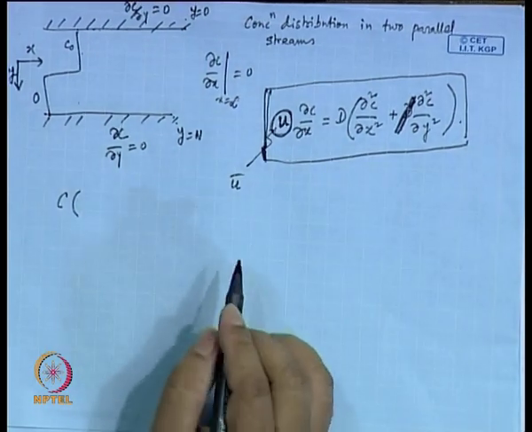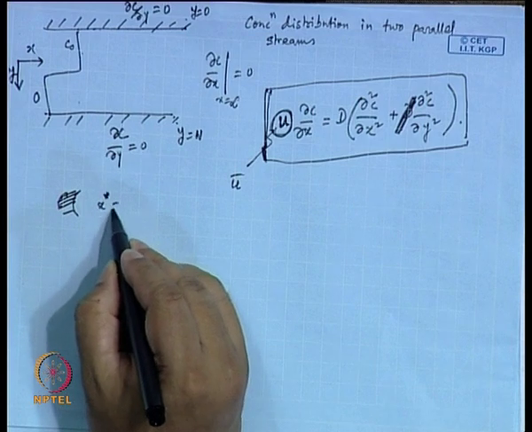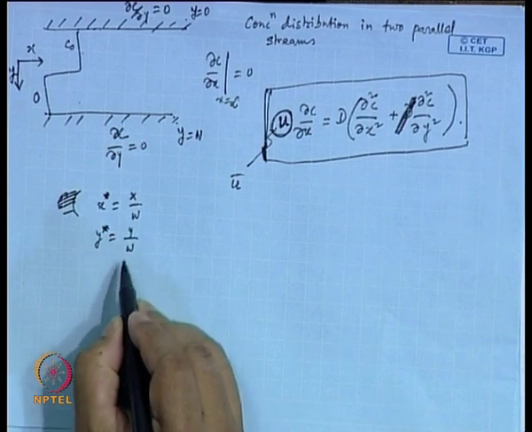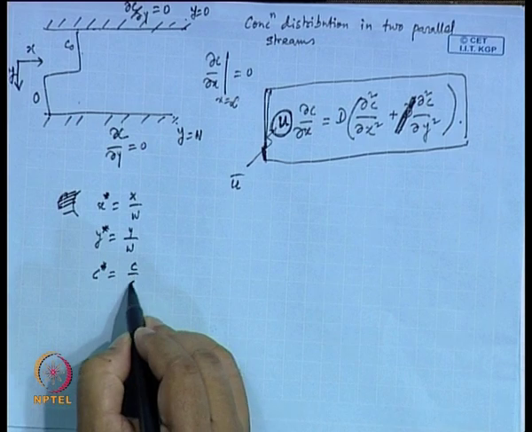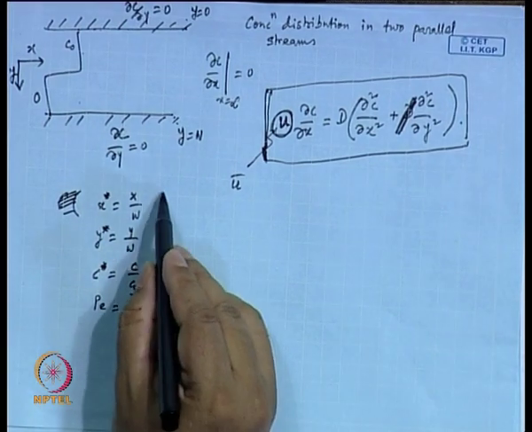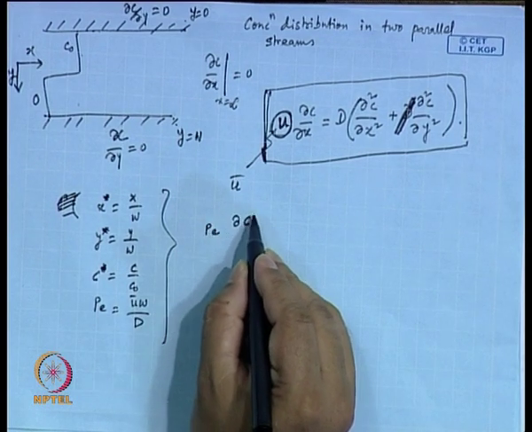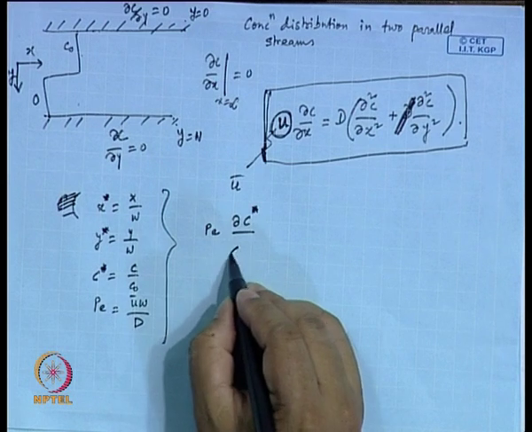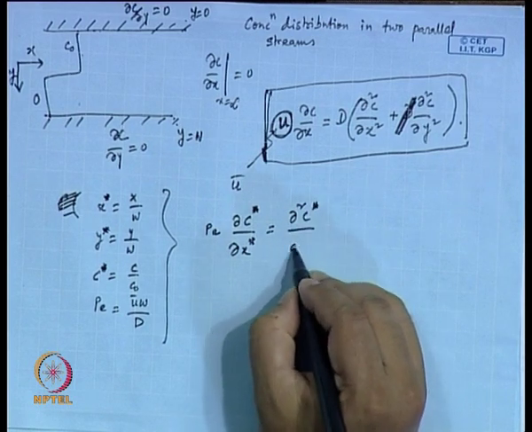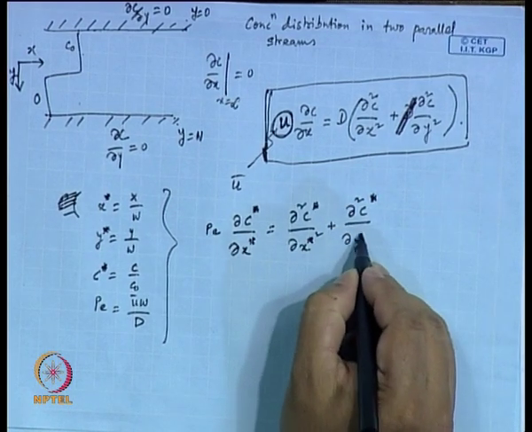Now, if we introduce some dimensionless variables here, say for example, x star which is equal to x by w, y star which is equal to y by w, c star which is equal to c by c 0, and Peclet number which is u bar w by d. If we introduce these dimensionless variables, then you can write this as Peclet number del c star del x star, that is equal to del square c star del x star square plus del square c star del y star square.